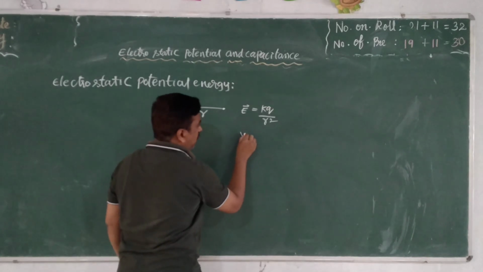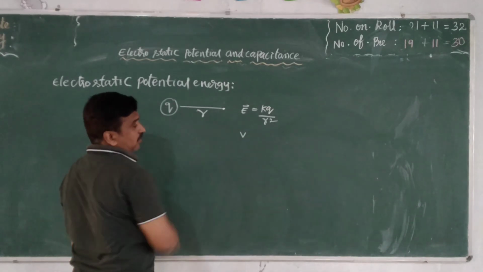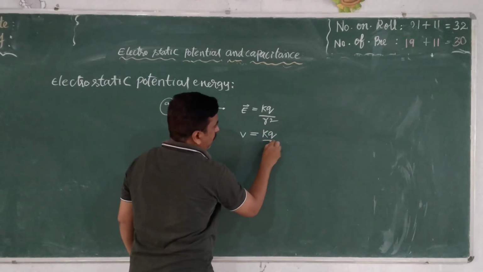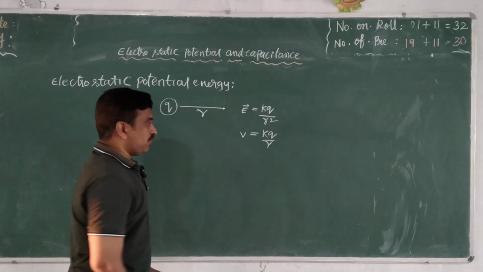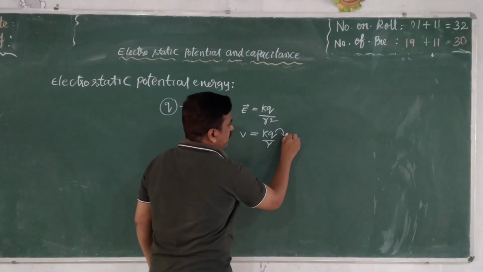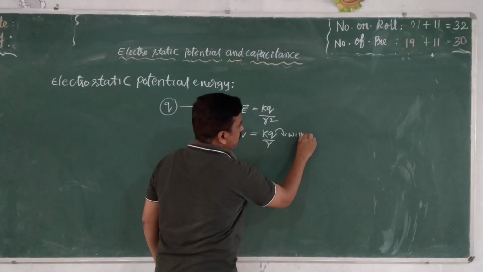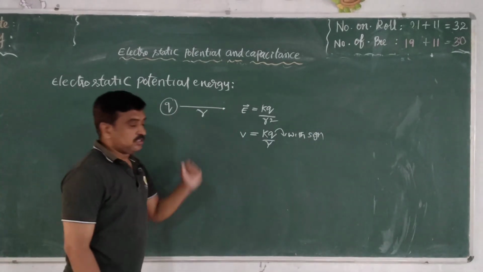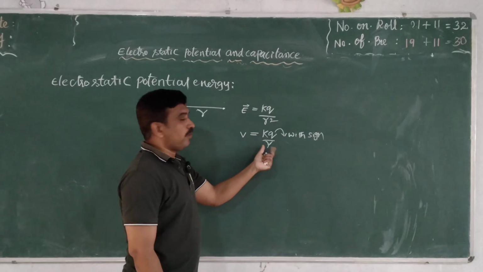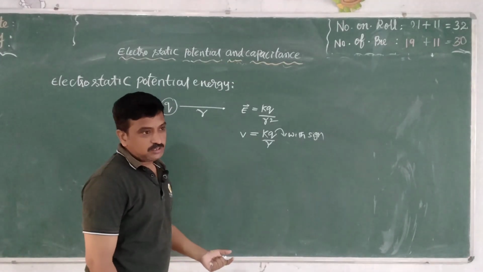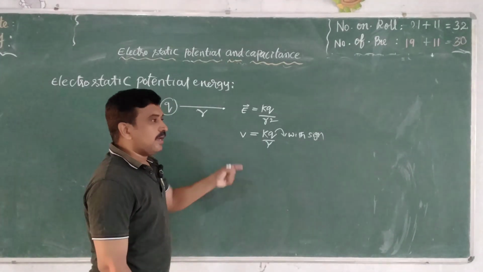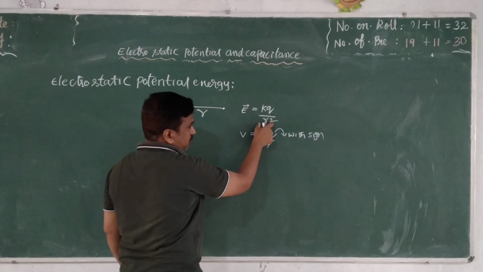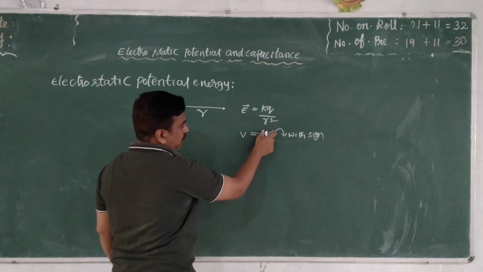What is the potential at this point, at this distance from the charge? It is kq by r. It is a scalar quantity. We can write it with the sign: positive for a positive charge, negative for a negative charge. V equals kq by r. This electric potential decreases in the direction of the electric field. So electric field strength is kq by r square, and electric potential is kq by r.